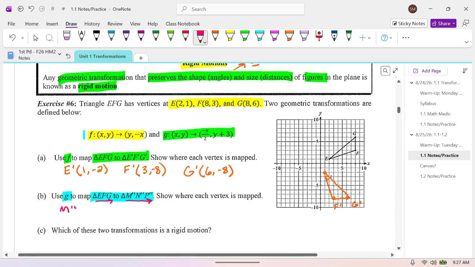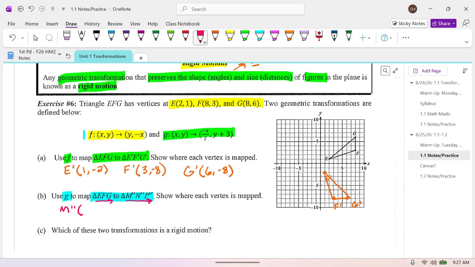So M double prime. Okay, so we're starting with E, so that's 2, 1. We're going to make the 2 negative. So what's negative 2 divided by 2? Negative 1. So all I did was just plug in positive 2 into that formula. Okay, that's all I did. And then we just got to add 3 to 1.